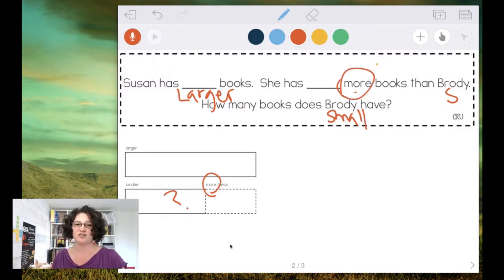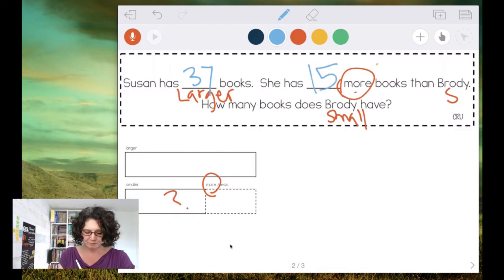But it's easily changed out for a different word, and they both go in the same place. So let's take a look at this problem. We'll say Susan has 37 books, and then she has 15 more books than Brody. How many books does Brody have?